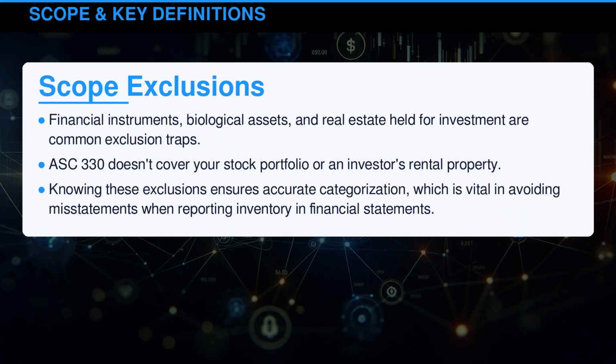Financial instruments, biological assets, and real estate held for investment are common exclusion traps. ASC 330 doesn't cover your stock portfolio or an investor's rental property. Knowing these exclusions ensures accurate categorization, which is vital in avoiding misstatements when reporting inventory in financial statements.